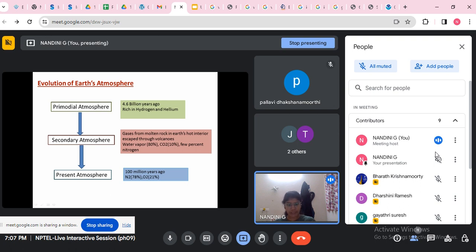And the Earth's second atmosphere became abundant in water vapor. The water vapor content in the atmosphere increased a lot. Because of that, the water vapor started to condense and form cloud droplets, and eventually it started to rain. This rain continued for almost thousands of years, and this resulted in the formation of rivers, lakes, and oceans of the world.